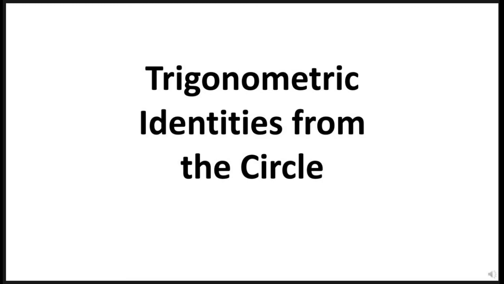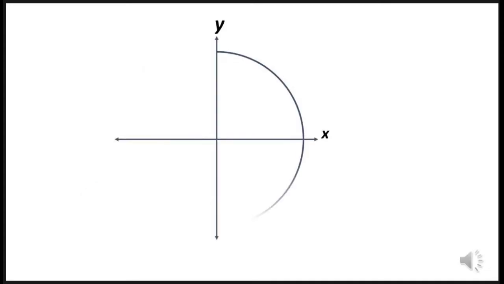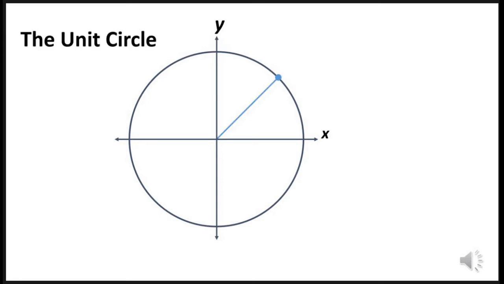Trigonometric identities from the circle. If we plotted a circle and centered it on the origin of the xy plane, we could draw a line representing the radius from the center to any point on the circle. Let's call that point P(x, y).